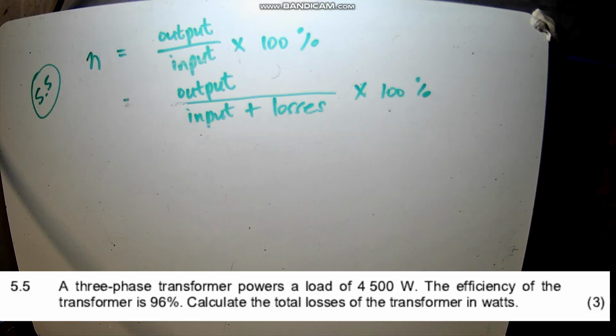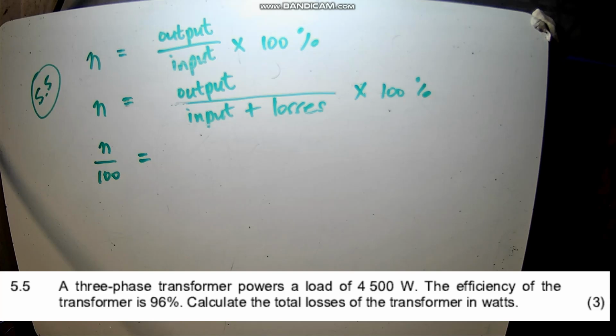The next question, 5.5, says, a three-phase transformer powers a load of 4,500 watts. The efficiency of the transformer is 96%. Calculate the total losses of the transformer in watts. So all you're going to do is set up your formula exactly like before, with plus losses in the denominator, and work out what it is that you actually have, what facts are given, and tick them off.